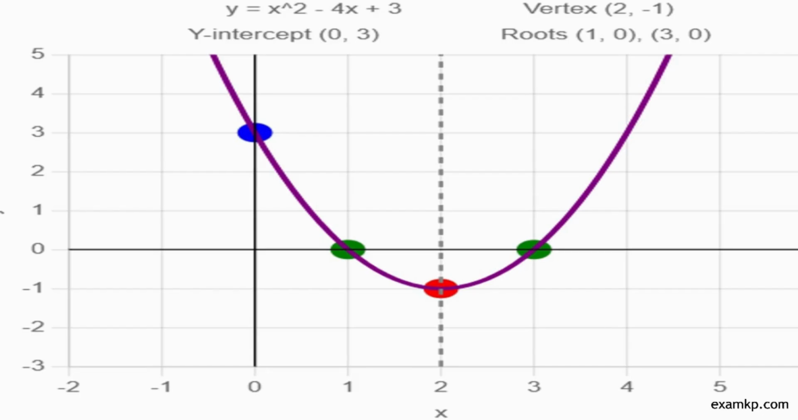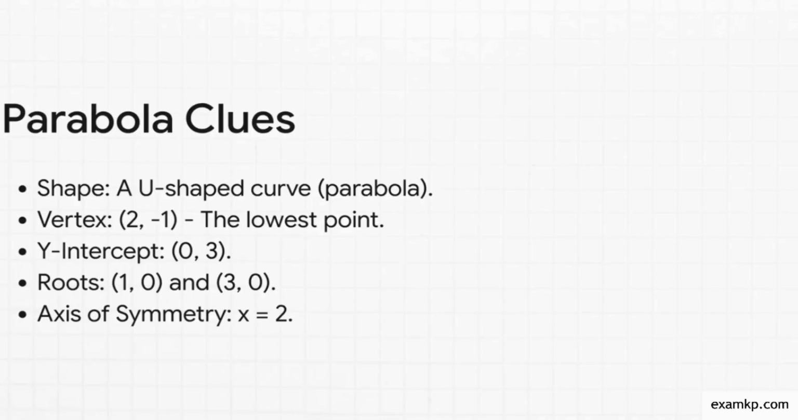Its shape is a U-curve. Its vertex, that crucial turning point, is at the coordinates (2, -1). It crosses the y-axis way up at (0, 3), and its roots are at (1, 0) and (3, 0). The whole thing is perfectly symmetrical around that vertical line x equals 2.